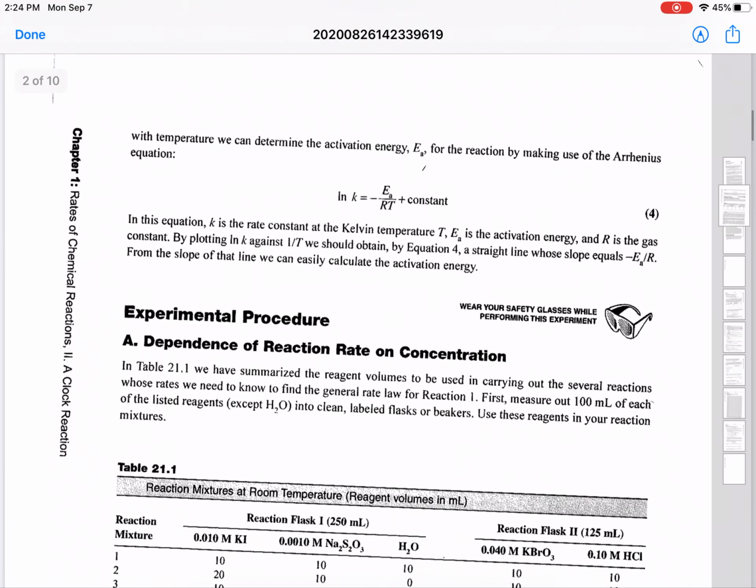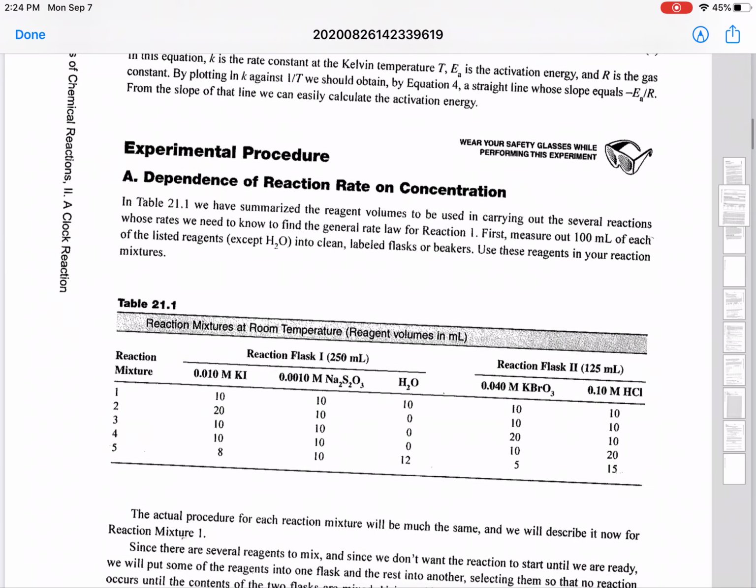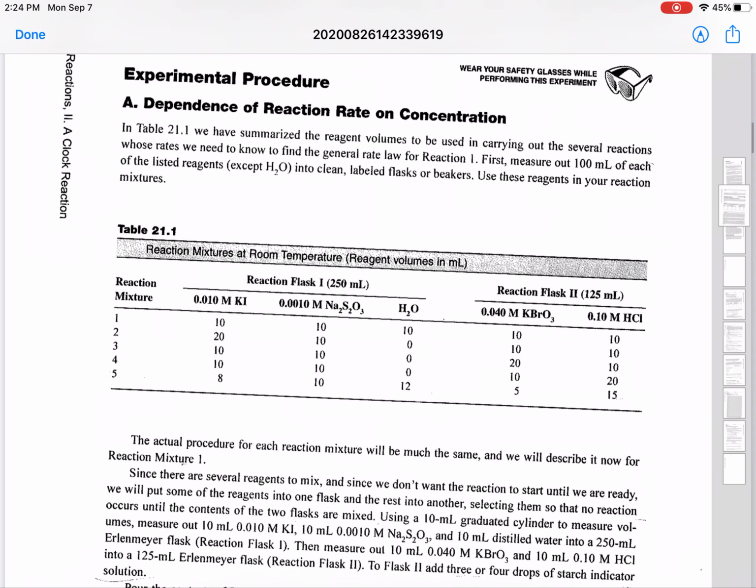Now the experimental procedure you can find here. So this is the table of how we are going to mix the reactions. So you can see there are 5 reaction mixtures that we're going to be doing, 4 or 5. Okay, sometimes we do 4, sometimes we do 5. Let's see how we are going to mix these reagents.